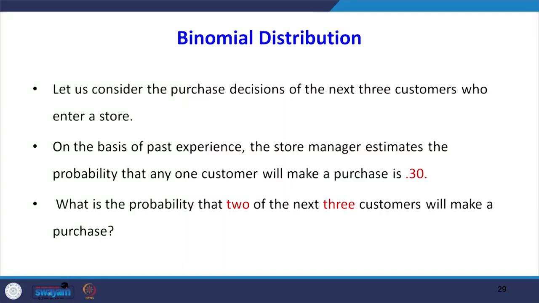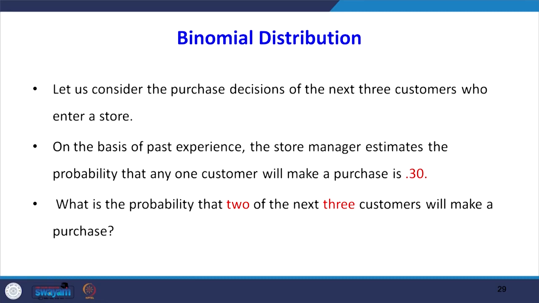First one is the binomial distribution. Let us consider an example to explain the concept of binomial distribution. Let us consider the purchase decision of your next 3 customers who enter a store. There are 3 customers going to enter the store. On the basis of past experience, the store manager estimates that the probability that any one customer will make a purchase is 0.30.